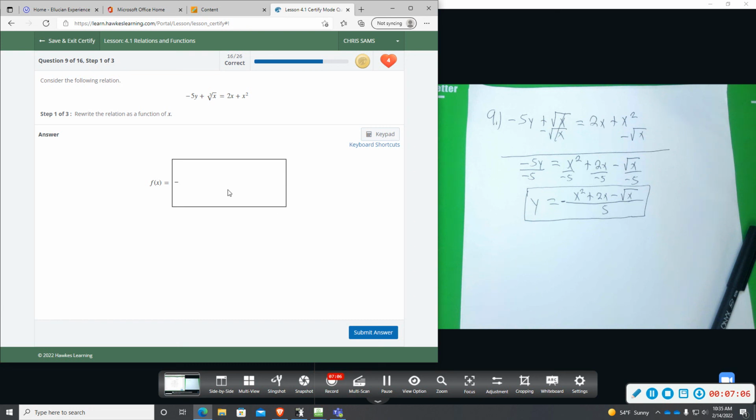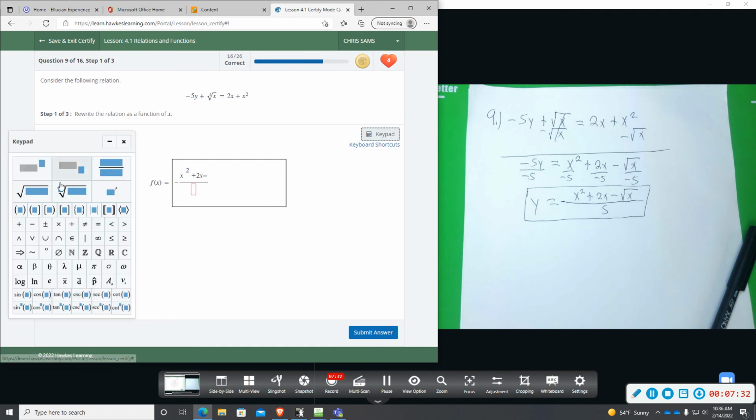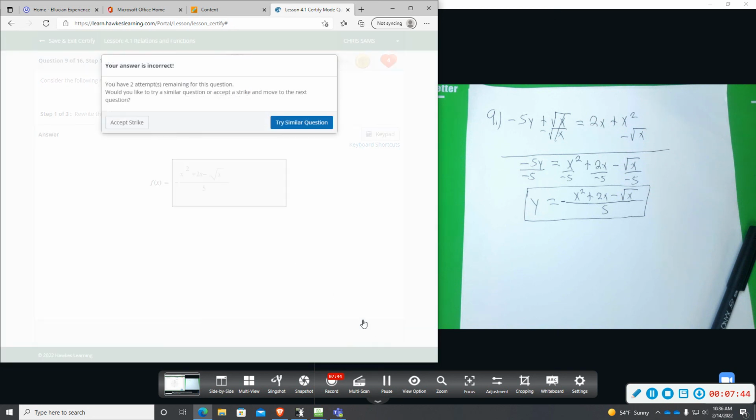And then again, the y and the f of x are the same. So I'm going to put a negative, division bar, and then x squared. If you push shift 6, that will do the upper, the variable for you. Plus 2x, and then minus, I guess I got to do the keypad. I can't do a shortcut for square root. X over 5. Okay. So I guess they don't like that format.